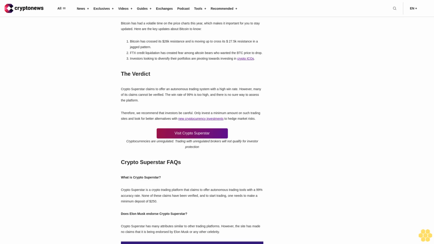Cryptocurrencies are unregulated. Trading with unregulated brokers will not qualify for investor protection. Crypto Superstar FAQs. What is Crypto Superstar? Crypto Superstar is a crypto trading platform that claims to offer autonomous trading tools with a 99% accuracy rate. None of these claims have been verified, and to start trading, one needs to make a minimum deposit of $250.